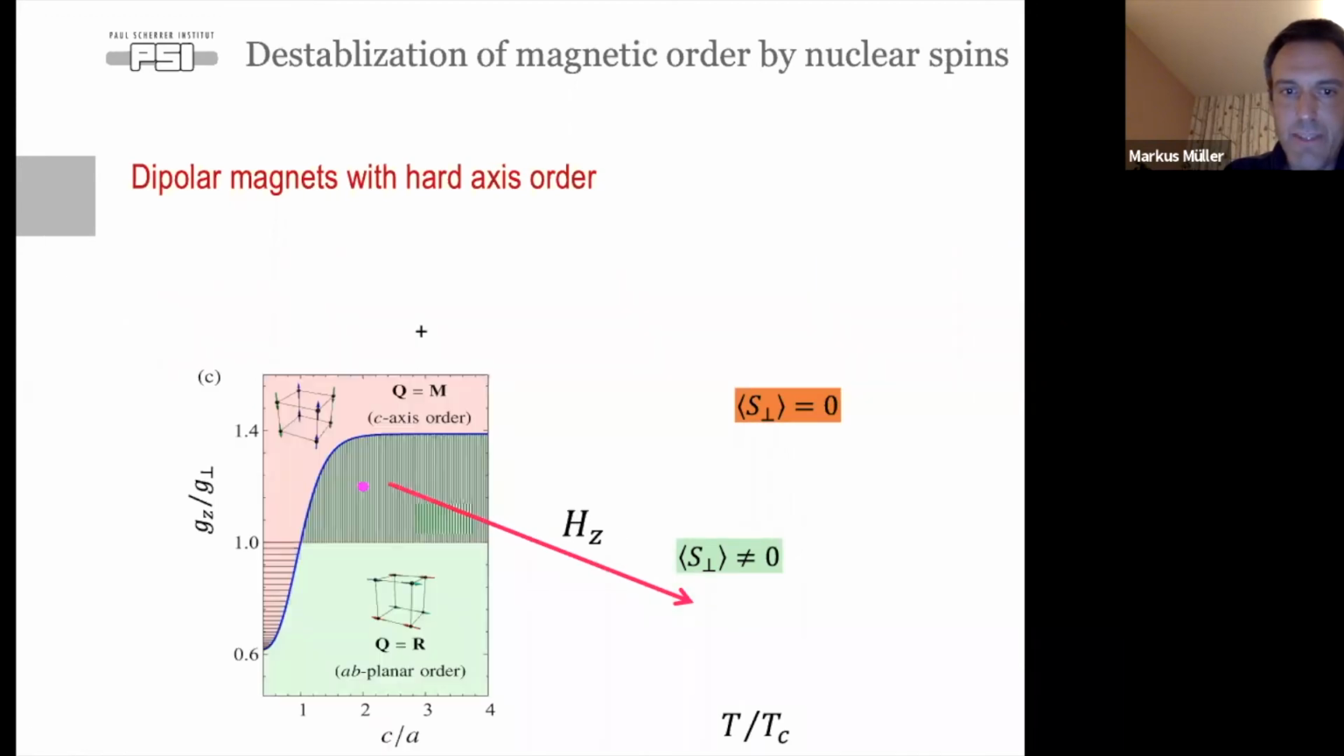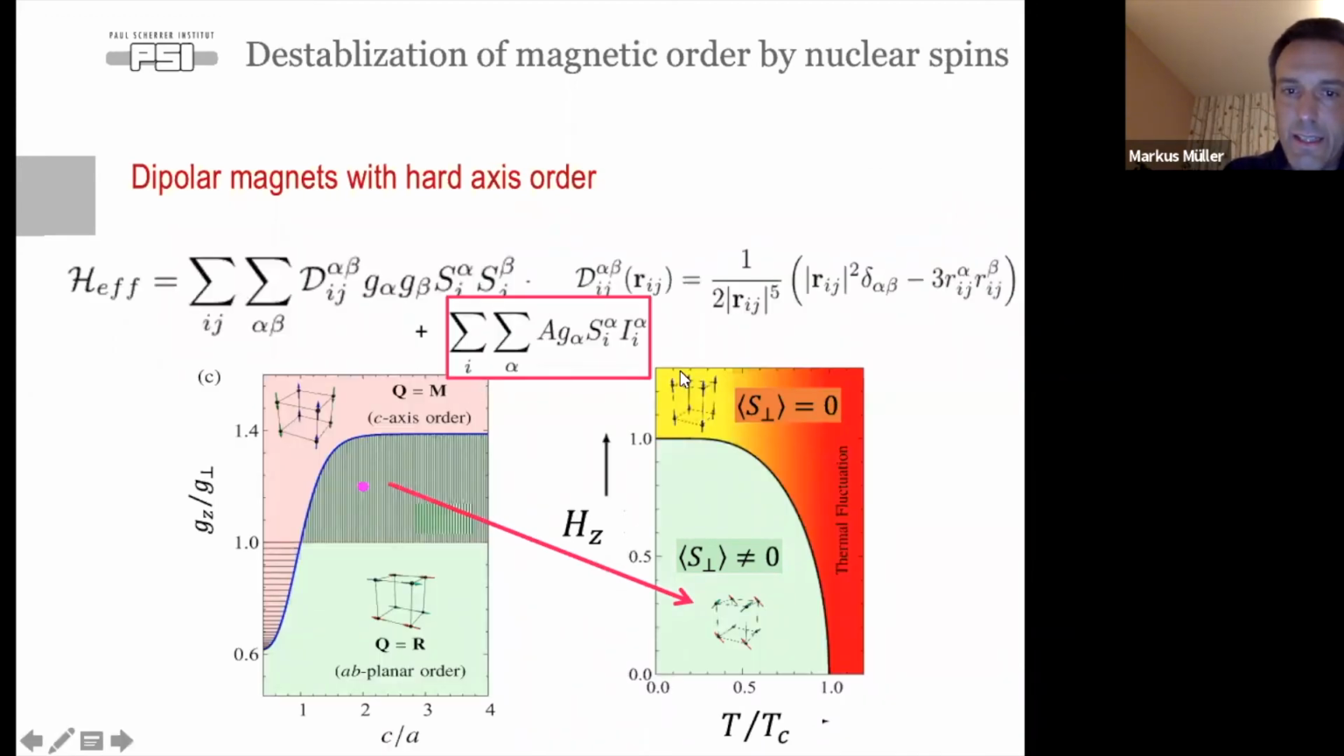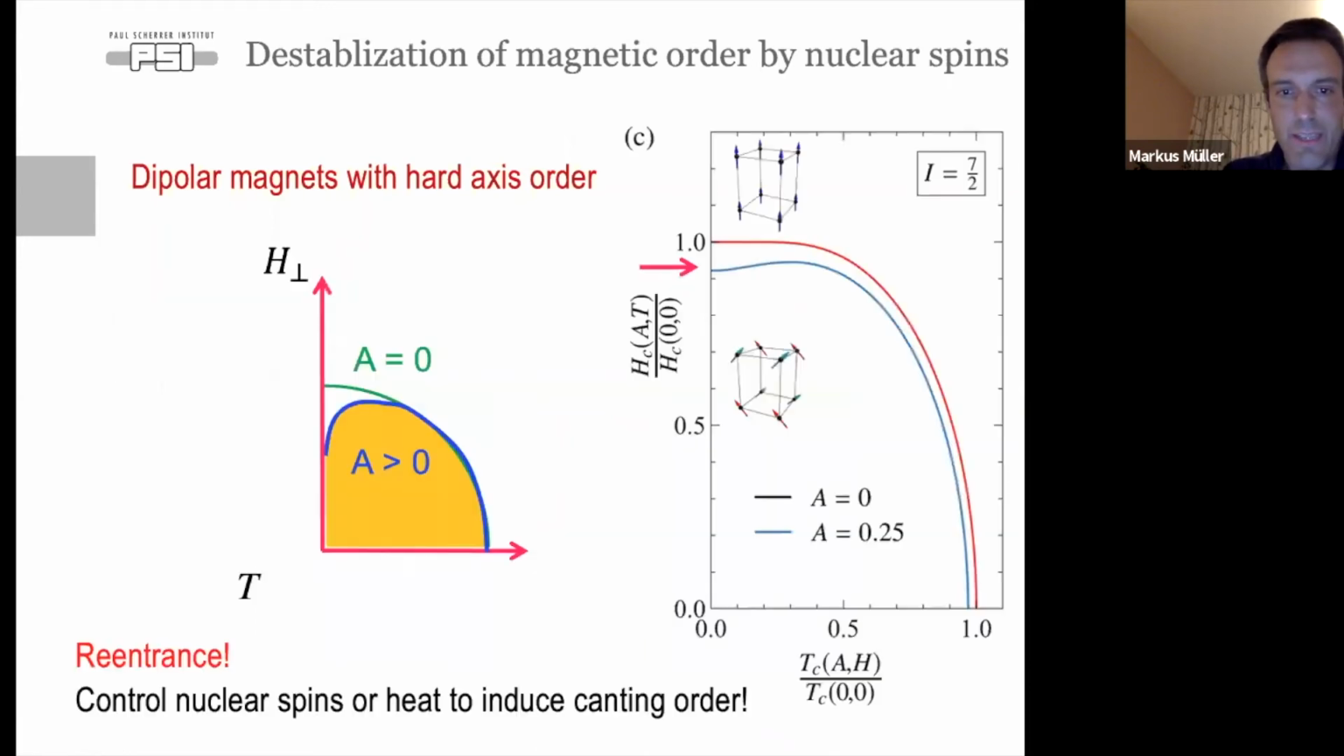Now you can ask what happens if you add the hyperfine interaction to that. And as we expected, this should be a case where hyperfine interaction destabilizes the order, the canting order. And indeed, when you do mean field theory for a three-dimensional system, you find that the phase boundary is now re-entrant. That means if you go close to this phase transition here, a quantum phase transition there, and you manage to control your nuclear spins, you induce a canted order from a non-canted order. Likewise, if you heat up the system here, you get a transverse order. So that's a pretty neat effect of hyperfine interactions, which is more interesting than just stabilizing an order.